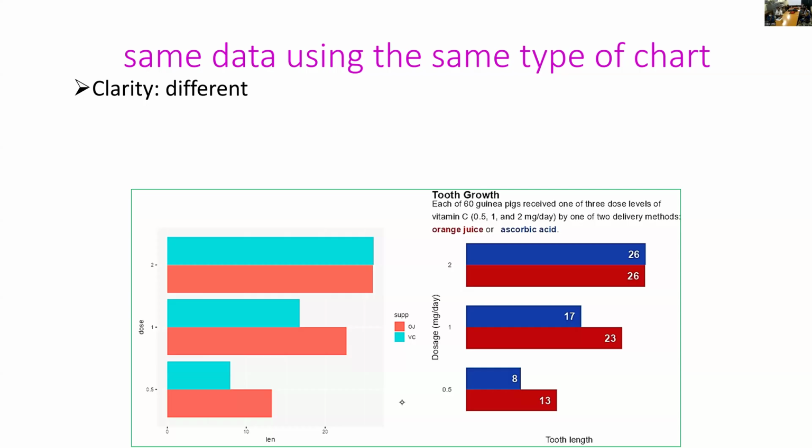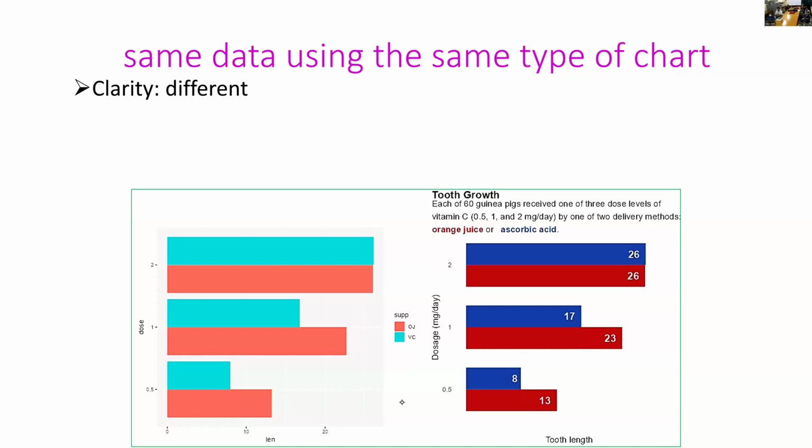There's no background, correct? So the clarity becomes more. Anything else? You see here it just says LEN, because in SPSS the short form you put is len, and you didn't bother to change it to length in the final publication. Here it's just dose, because that's what was there in SPSS. Here they've changed it to dosage, milligram per day, tooth length. One more. Yeah, labeling is here, and the title label is here. But there is no title label here, it's just a graph.